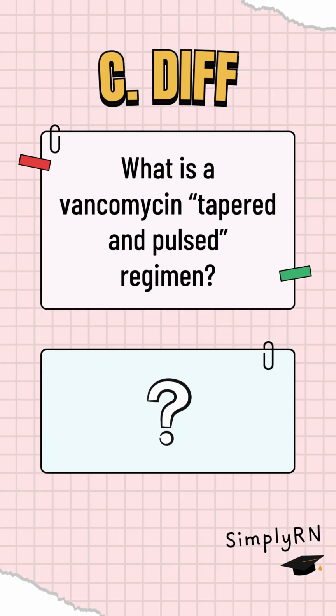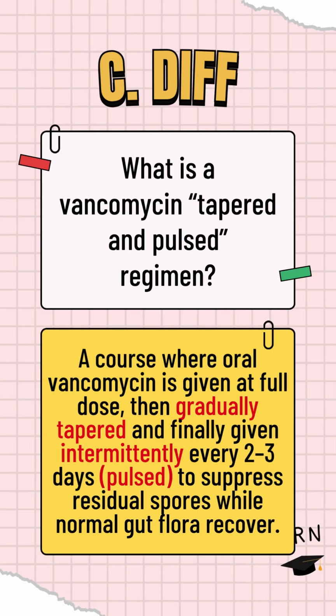What is a vancomycin tapered and pulsed regimen? A tapered and pulsed regimen is a course where oral vancomycin is given at full dose, then gradually tapered and finally given intermittently every 2 to 3 days to suppress residual spores while normal gut flora recover.